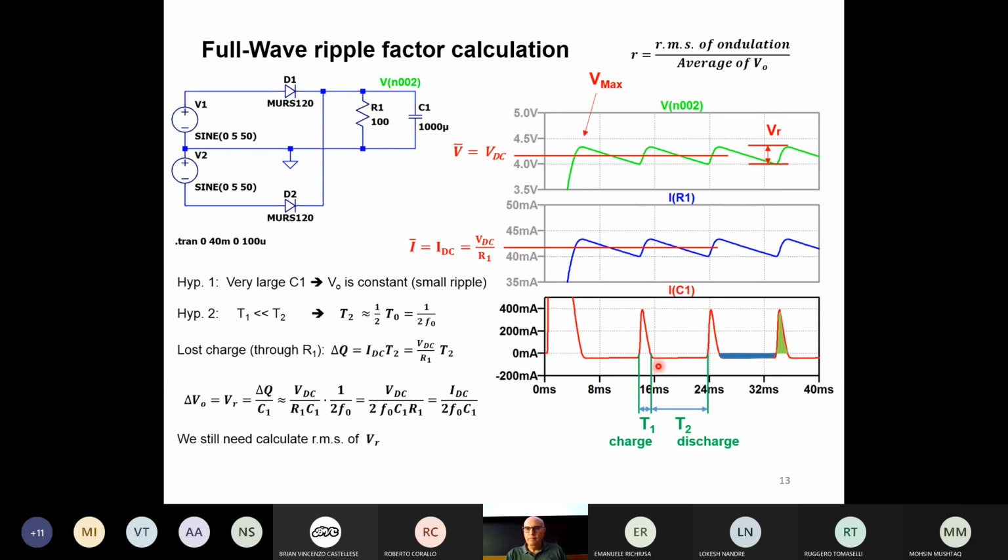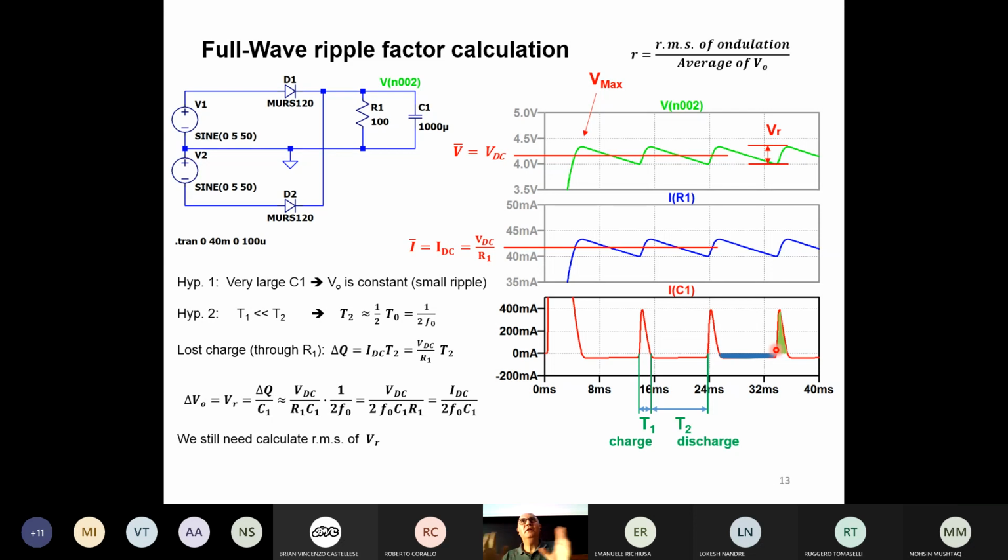Just to make a graphical consideration, you see here there is a blue area and a green area. The blue area is the area given by the integral of the negative current across the time T2. So I am integrating the negative current during T2. Then I am also integrating in the green line the current during time T1.